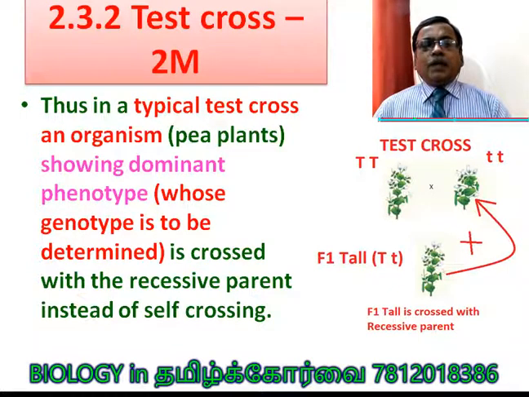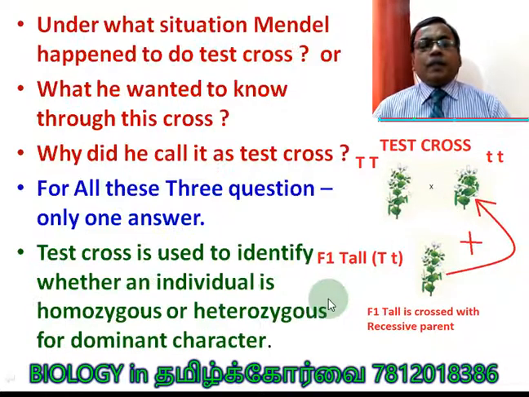Thus, in a typical test cross, an organism, a pea plant, showing the dominant phenotype whose genotype is to be determined, is crossed with the recessive parent instead of self-crossing it. That is the objective of the test cross. So we are going back. In one way it is also called a back cross. We are going back and crossing it with the homozygous recessive parent.